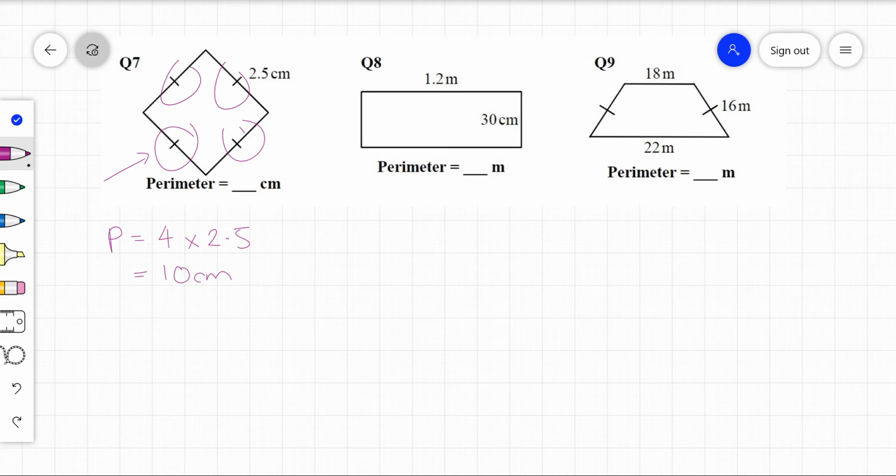You're allowed to use your calculator, but you're also allowed to do it in your head. That's fine, but that's the only bit of working we need there. All right, let's have a look at the next one.